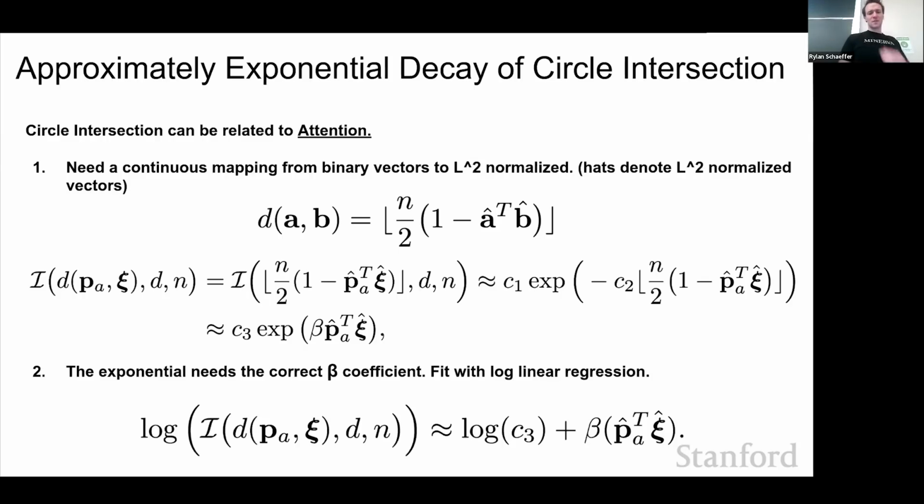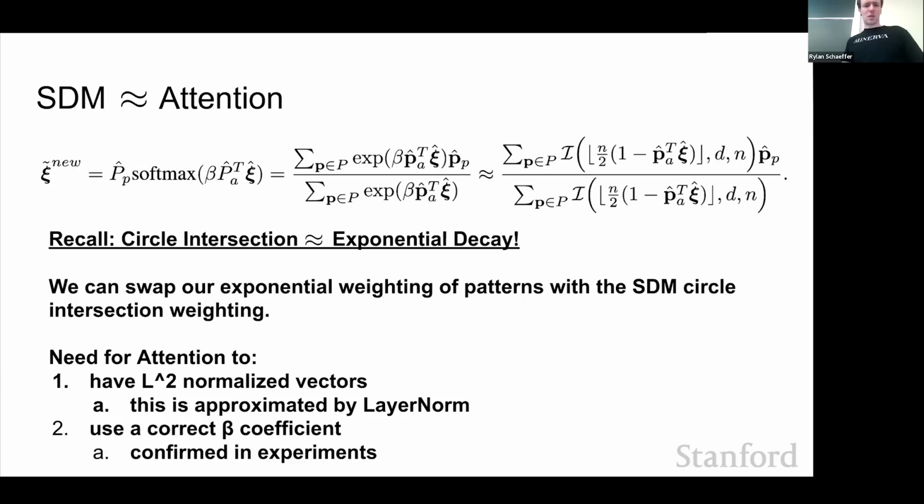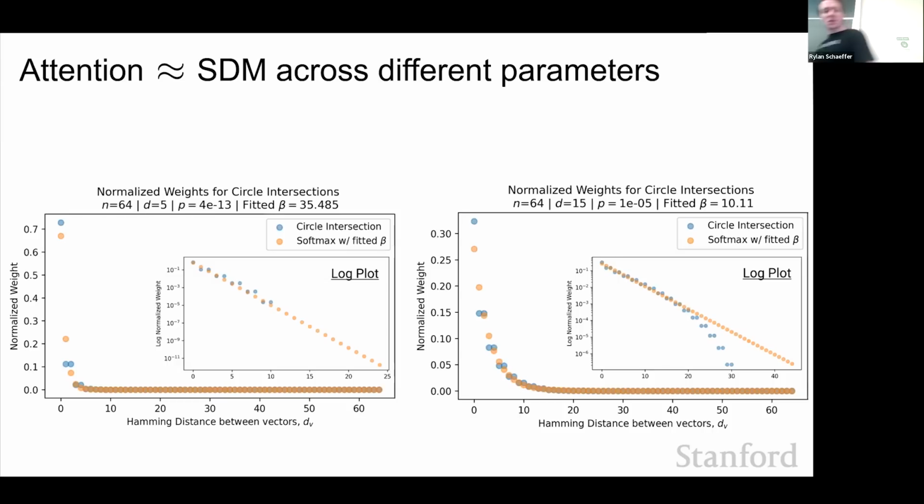Let me get to some plots. So you need the correct beta coefficient, but you can fit this with a log linear regression in closed form. I want to show a plot here. In the blue is our circle intersection for two different Hamming distances, both using 64-dimensional vectors. And the orange is our actual softmax attention operation, where we fit the beta coefficient so that the Hamming distance used by attention is equivalent to the Hamming distance used by SDM.